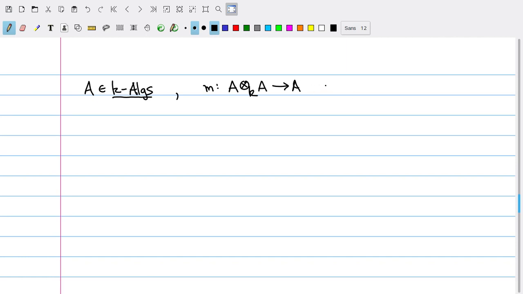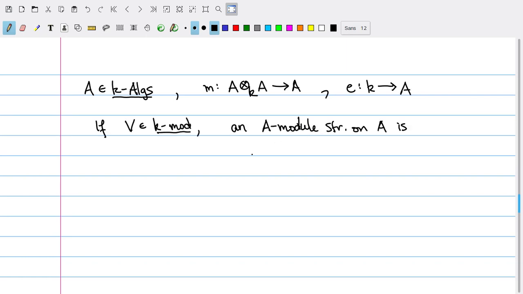The identity on A corresponds to a map E from the field K into the K-algebra A. Then if I have any K-module V, specifying an A-module structure on V is the same as specifying a K-linear map from A tensor V to V, making the associated diagrams that you would expect commute.